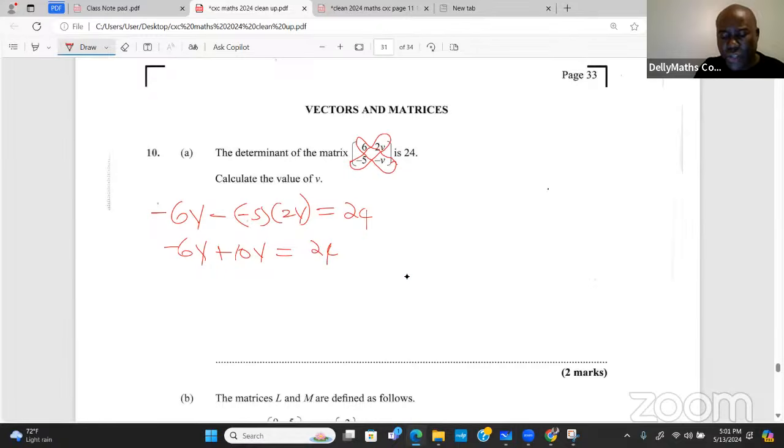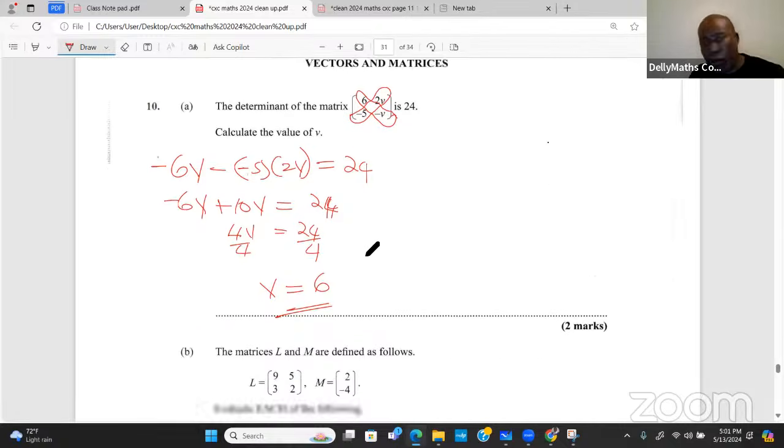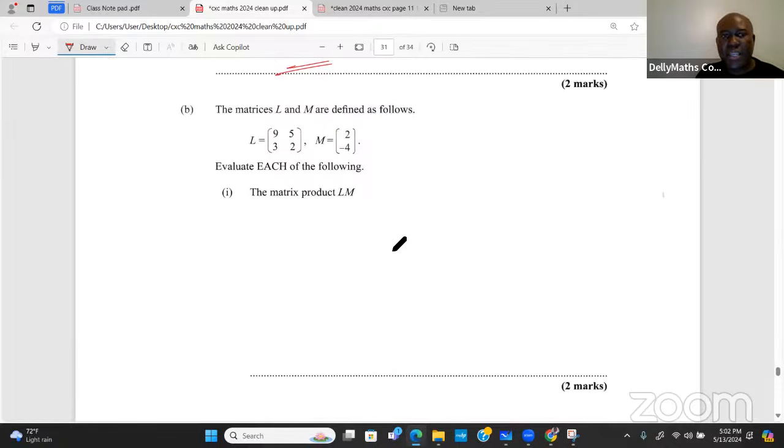All right? So in this case, what we have is positive 4v equal 24. Right? Divide both sides by 4. V is equal to 6, which is what they asked us. So V has a value of 6 right there. So we're utilizing determinant. We worked that out. So V is equal to 6. Now, let's continue with the question.